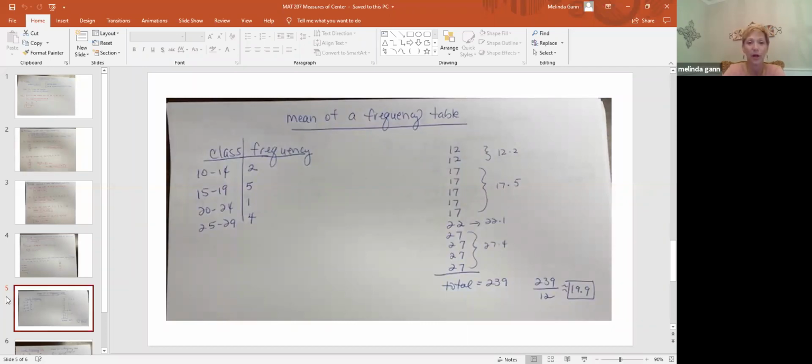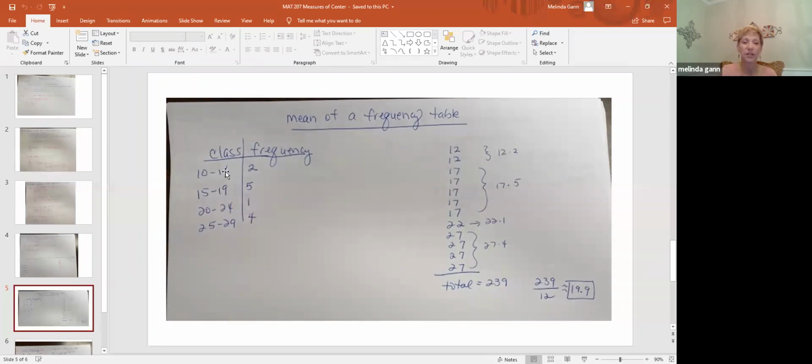Well, here's the problem. I don't have my original numbers anymore. I only know that there were 2 numbers between 10 and 14. They could have been 2 10s, or it could have been an 11 and a 14. I just don't know what they were exactly. Same thing, I only know there were 5 numbers between 15 and 19 inclusive, but I don't know what they were. So I'm going to have to fudge a little bit.